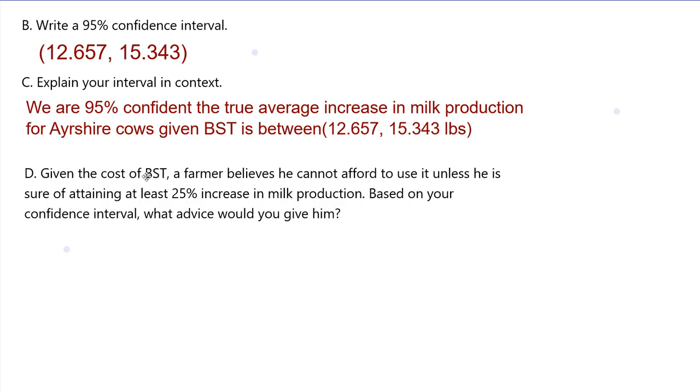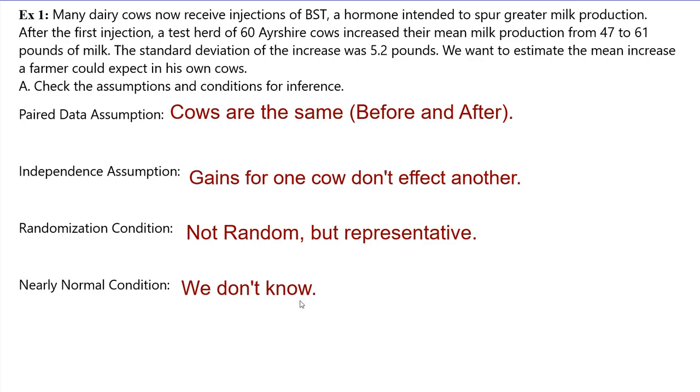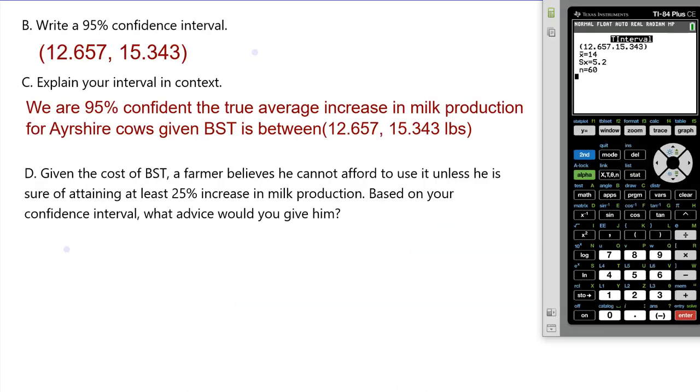Okay, so given the cost of BST, the farmer believes he cannot afford to use it unless he is assured of attaining at least a 25% increase in milk production. Based on your interval, what advice would you give him? All right, so what was the original value? I think the original production was 47. Okay, so what's a 25% increase of 47? So I'm going to do 1.25 times 47. So he would need the new one to be 58.75 pounds. Well, is that contained in our confidence interval?